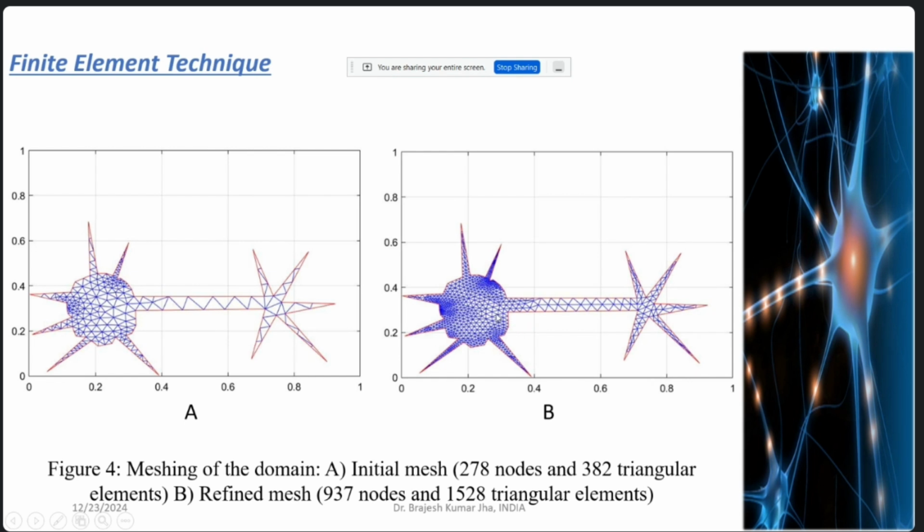After that, again you can refine, but it is not required to generate more number of elements because you get the solution. The same solution you will get. Discretization of the domain, meshing of the domain, then refinement.